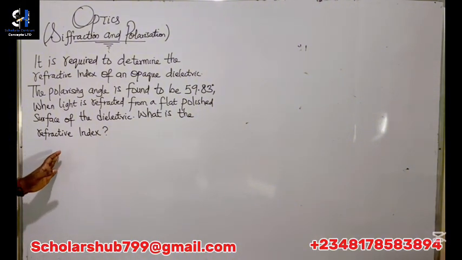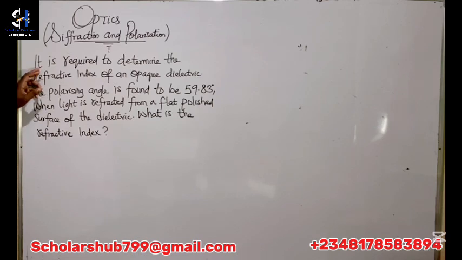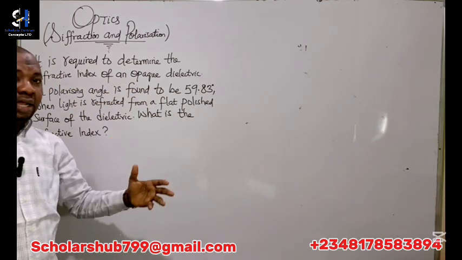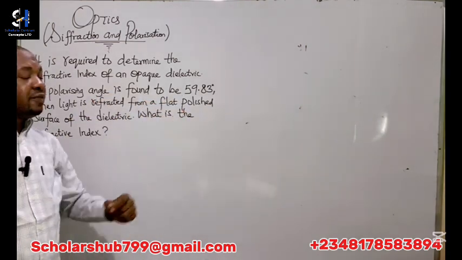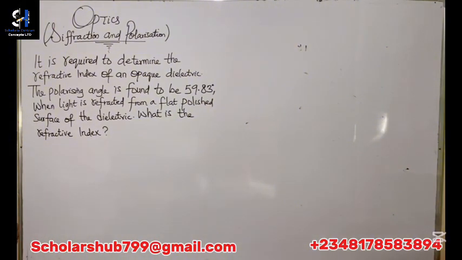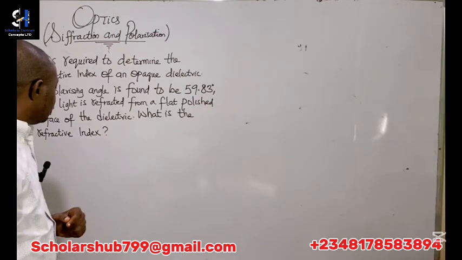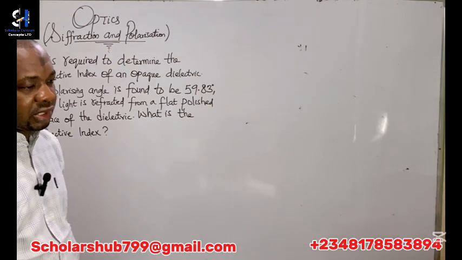Now this question: we want to calculate the refractive index. It is required to determine the refractive index of an opaque dielectric. The polarizing angle is found to be 59.83 degrees when light is refracted from a flat polished surface of the dielectric. So what is the refractive index?